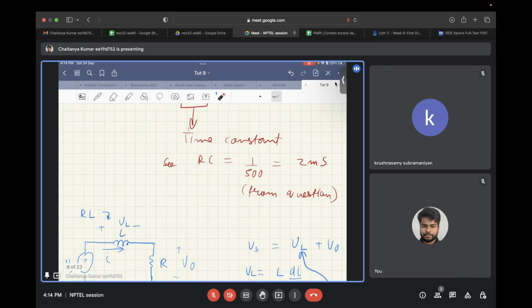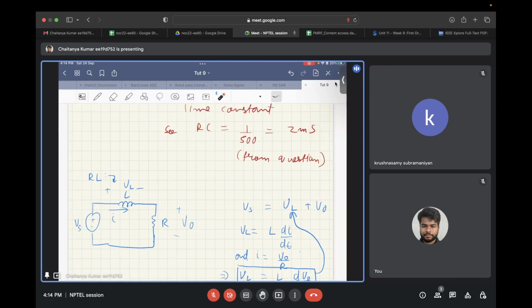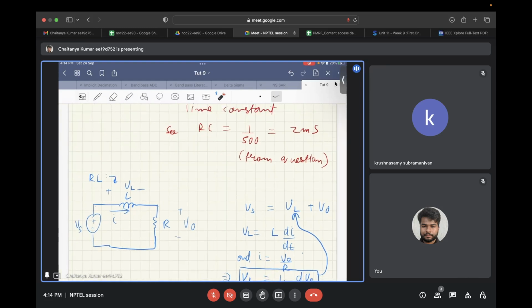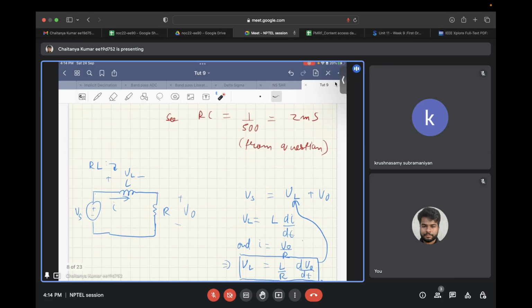So now let's move on to the RL network. For the RL network, again you have Vs is equal to VL plus V naught, where VL is the voltage developed across the inductor, and V naught is the voltage developed across the resistor. And again, from the voltage to current equation of the inductor, VL is equal to L dI by dt. Also, since the current is flowing in series through both the inductor as well as the resistor, I is equal to V naught by R.